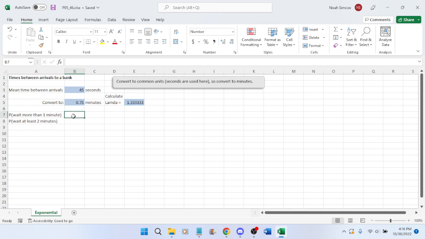Probability of wait more than 1 minute. What's the probability of you have more than this number? More than this number. That means you do one minus, right? You do one minus the number.